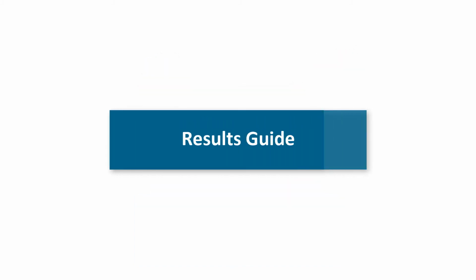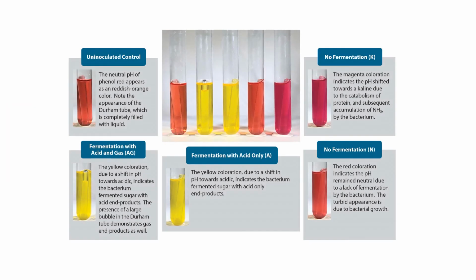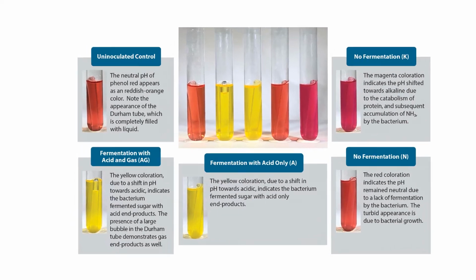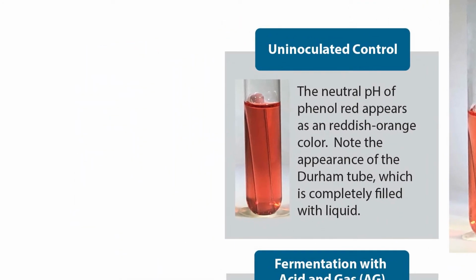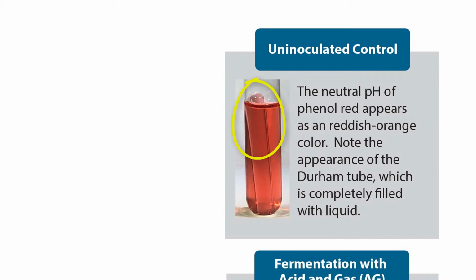Now that we've learned about the underlying theory, let's move on to expected results. As we review the results of phenol red, pay attention to two things: the color of the tube, as well as the presence of a bubble. Here is the uninoculated control. The neutral pH of the phenol red appears as a reddish-orange color. Note the appearance of the Durham tube, which is completely filled with liquid.